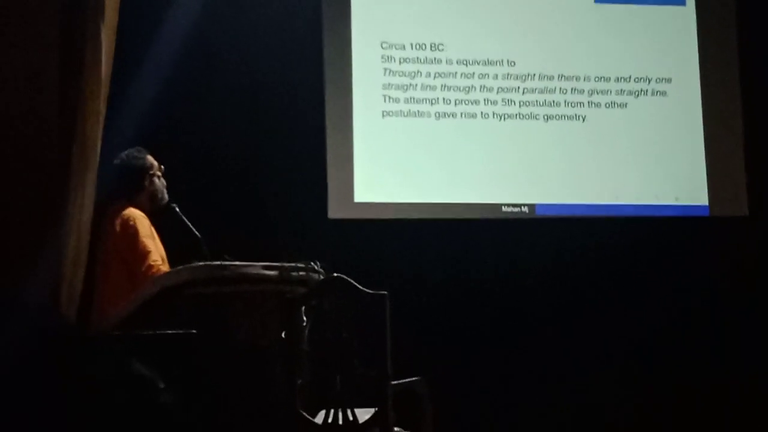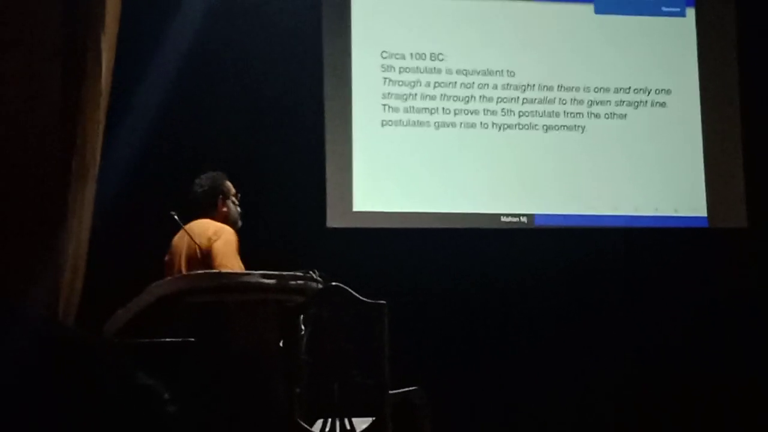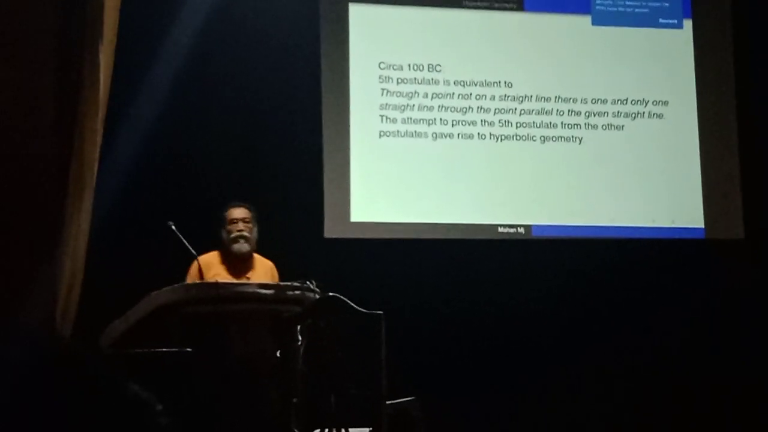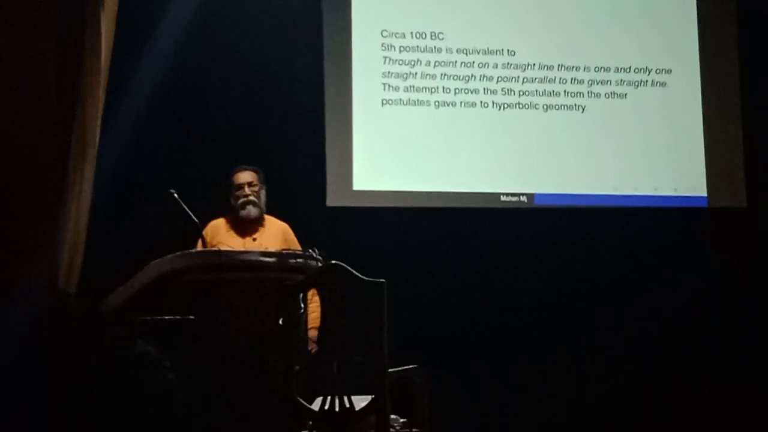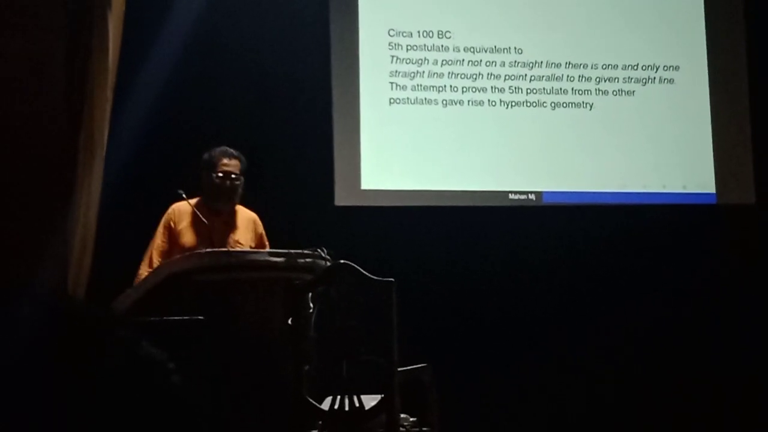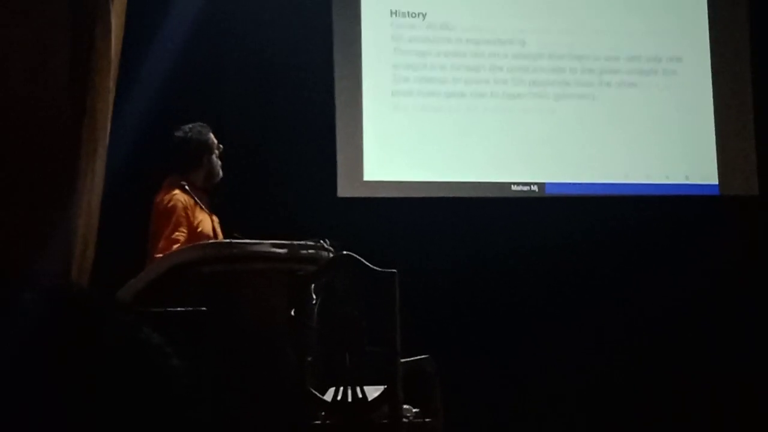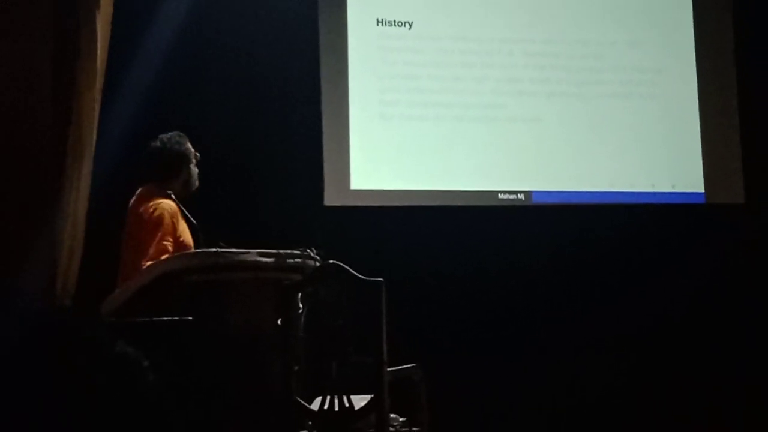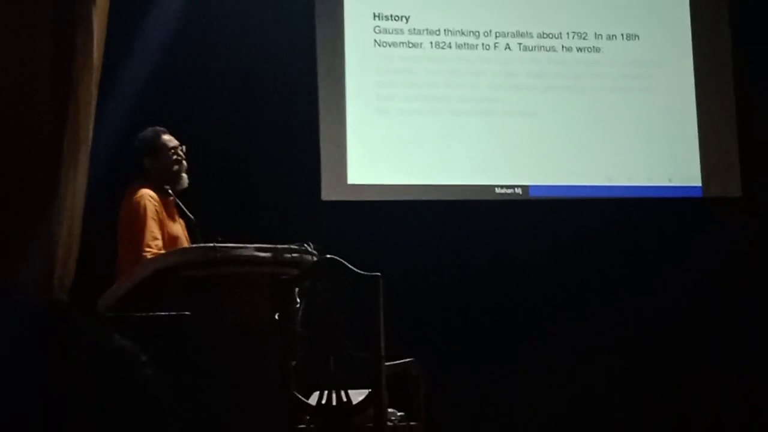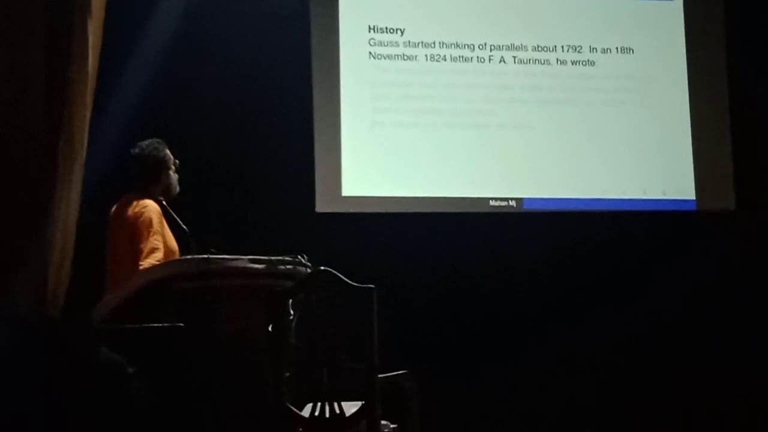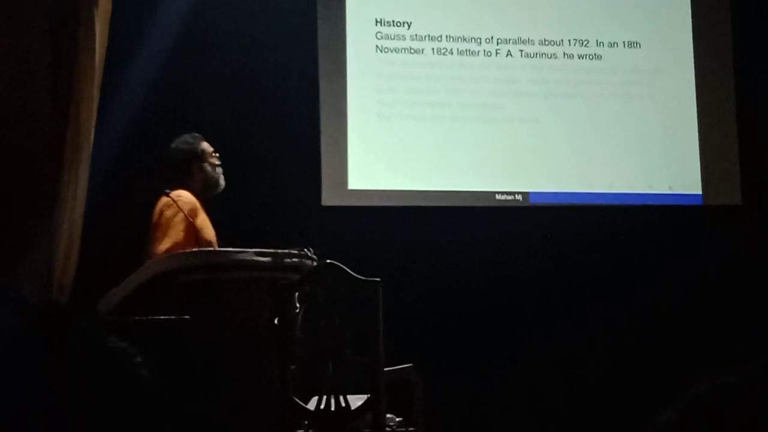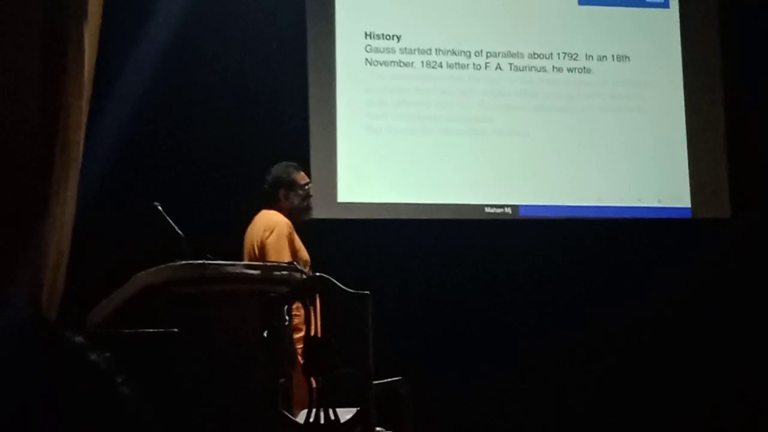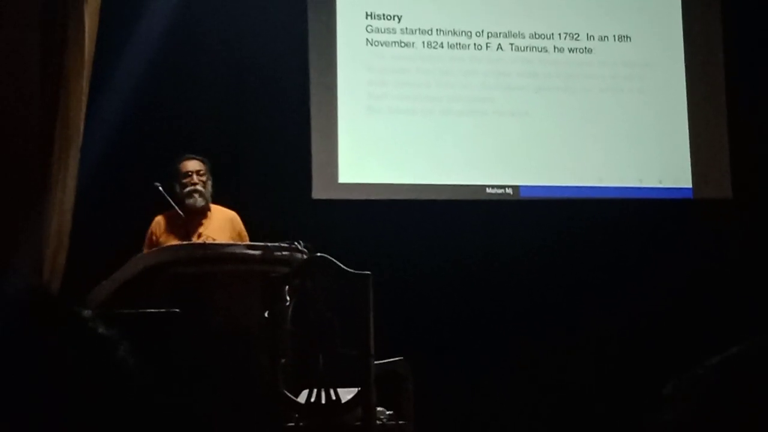The attempt to prove the fifth postulate from the other postulates, this is what gave rise to the field that we're talking about today, namely the field of hyperbolic geometry. Okay, so let's go back to a little bit of history. Just as I said now, Gauss started thinking of parallels in the late 18th century, 1792. In a little more than 30 years, he had actually solved the problem.